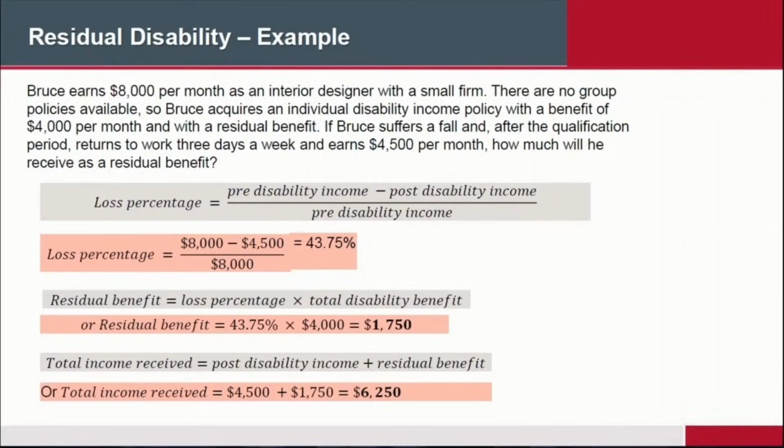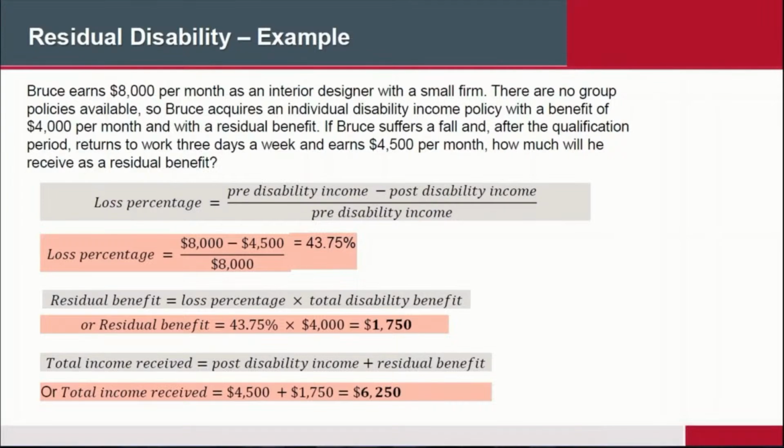Okay, that's basically it. Bruce suffers a fall, and after the qualification period, returns to work for 3 days a week, and he earns $4,500 per month. How much will he receive as residual benefit? So as I said, the loss percentage is the formula you need to use. The pre-disability income was $8,000 a month. Post-disability income is $4,500 divided by 8,000. So he's losing 43.75%. So the residual benefit then is the loss percentage, which in this case is 43.75, times the 4,000, which of course was the full benefit that he was getting. So the insurance company will pay him $1,750.